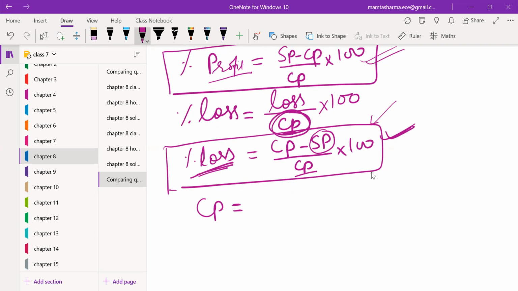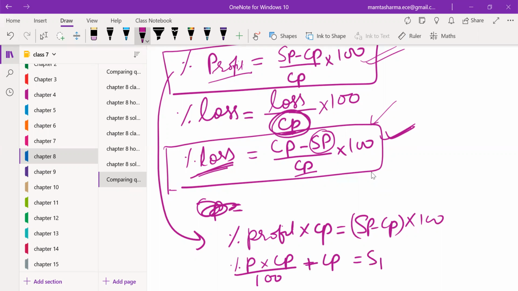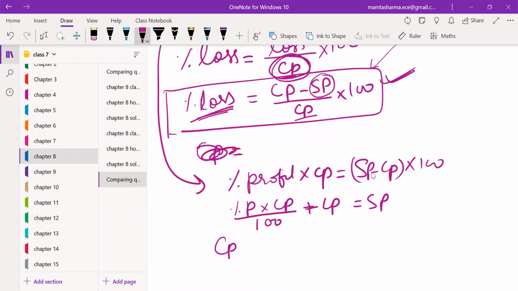Otherwise, I can also tell. CP would be, from the first equation, what would be the CP? You can solve this formula. Ma'am, CP is equal to percentage profit into CP equal to SP minus CP into 100. Okay. So the percentage profit into CP divided by 100 plus CP equal to SP.